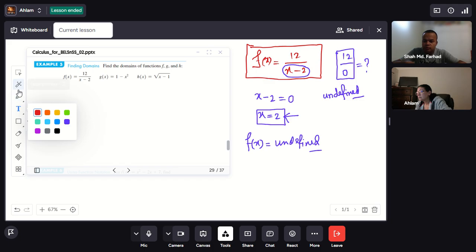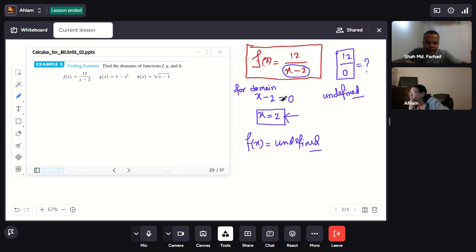So for the domain, x minus 2 can't be equal to 0, so x is not equal to 2. That means the domain of f equals all real numbers except 2. That is the notation.